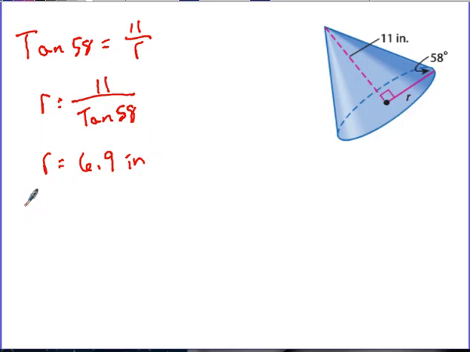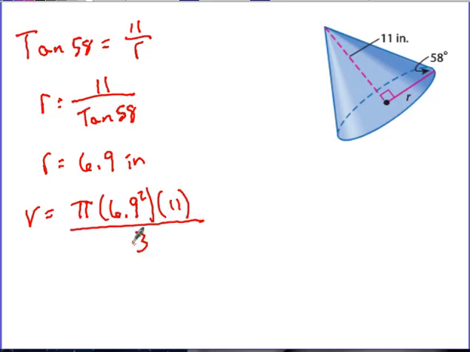Now we can find the volume. Volume is pi times the radius, 6.9 squared, times the height, 11, and then all of it divided by 3. 548.4 cubed.